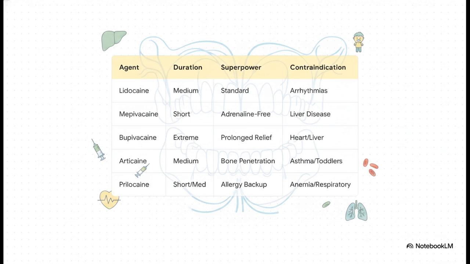Lidocaine gives you medium duration as the universal standard, but watch out for those cardiac arrhythmias. Mepivacaine gives you a short, adrenaline-free window, but it absolutely requires a healthy liver. Bupivacaine, that's your extreme duration heavy hitter, but you have got to avoid it in severe liver and heart conditions. Articaine gives you medium duration with unmatched bone penetration, but keep it far, far away from severe asthmatics and young toddlers. And finally, prilocaine is your short to medium alternative for lidocaine allergies, provided the patient has absolutely zero anemia or respiratory issues. Boom! Now you have the whole picture beautifully organized right in your mind.